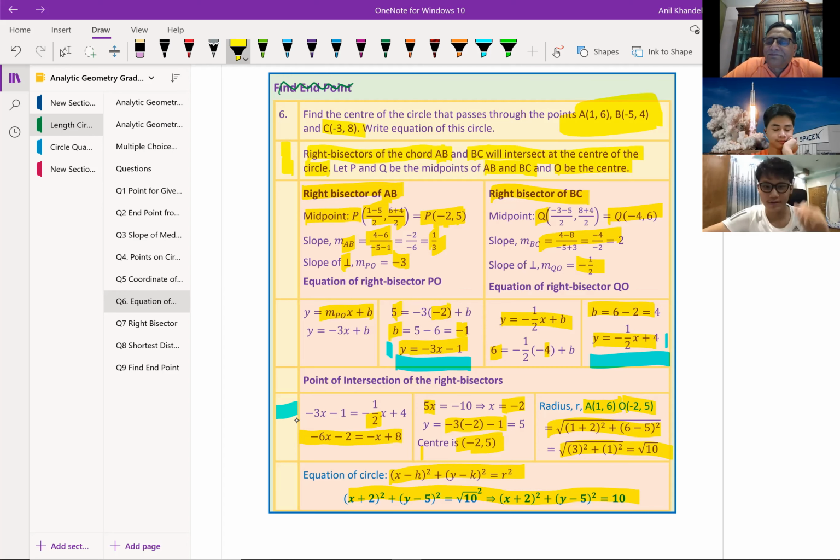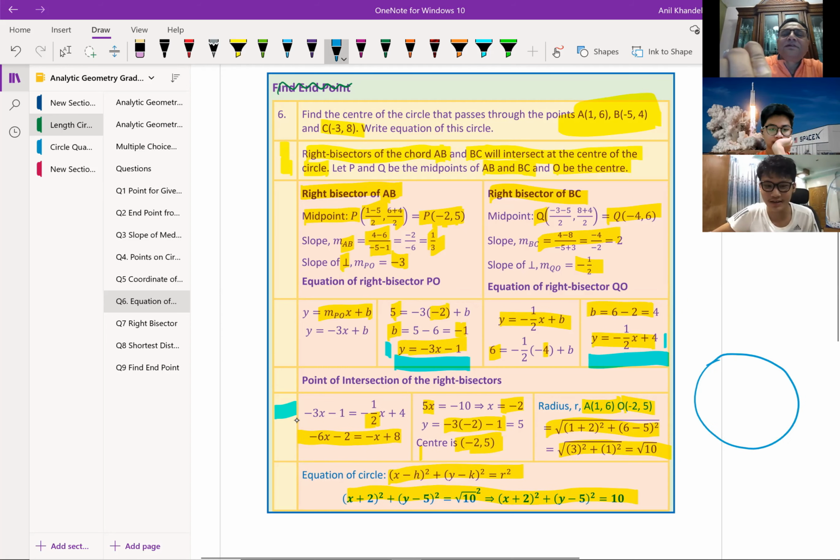To approach this type of problem, first we can say that the right bisectors of AB and BC intersect at the center of the circle. Let's choose P and Q as the midpoints of AB and BC, and O as the center. Now we need to find the midpoint.